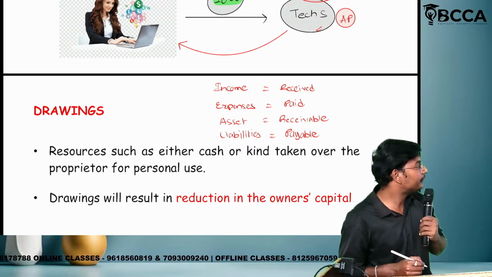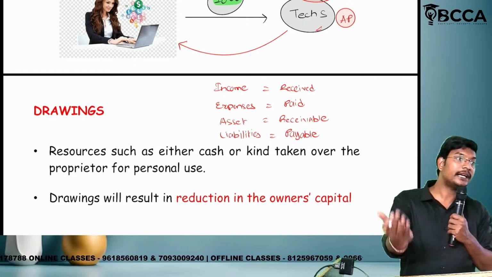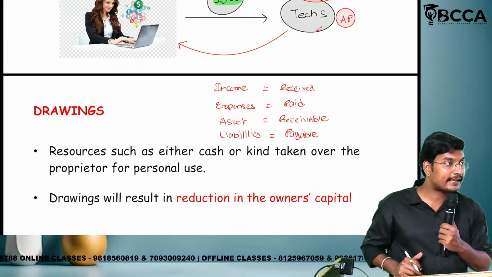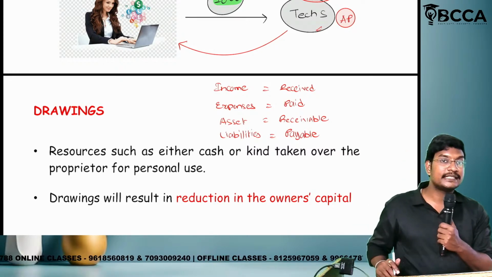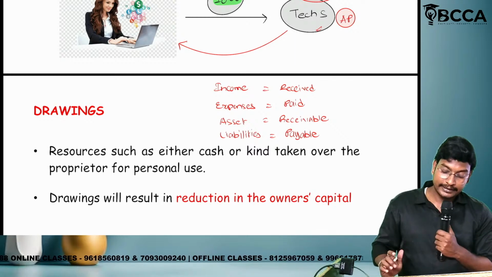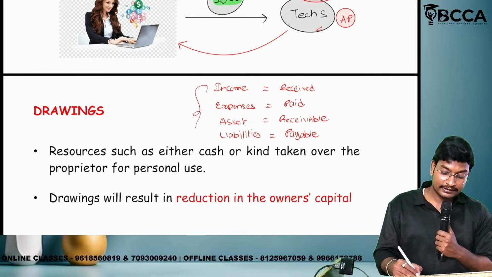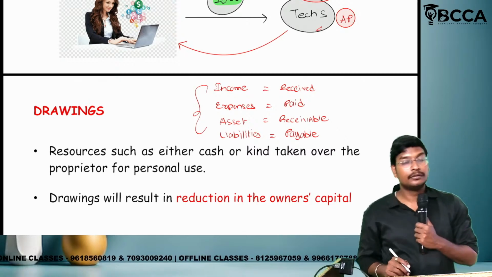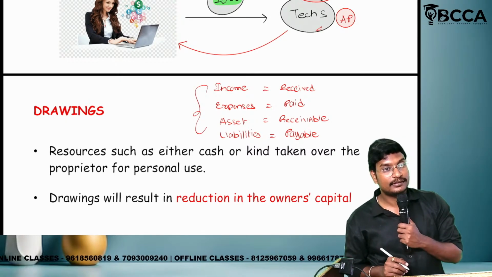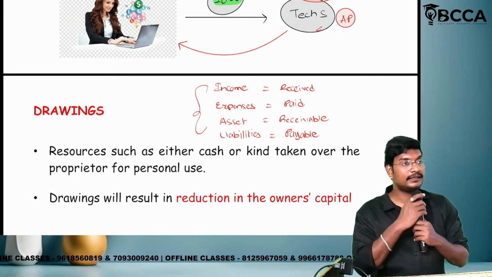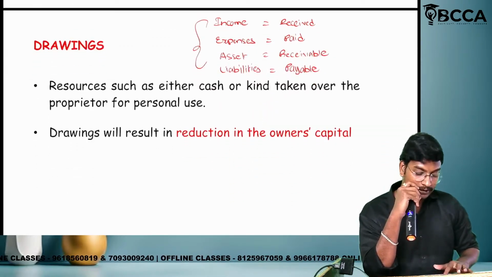Income means received. Anything we have received is called income. Anything we have paid is called expenditure. Anything receivable is called an asset. Anything payable is called a liability. These are the four differences in accounting. If you get clarity on these four differences, the subject of accounts will be easy.